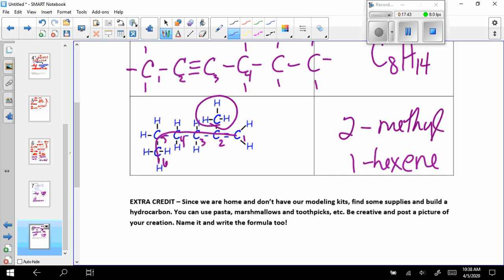So there you go. There's all the problems with you. I hope that you have fun with this unit. I hope you have fun with this extra credit. Go ahead and create something. Like I can see you taking little mini marshmallows and toothpicks and building one of these fun things and making double bonds. So I know we're home, but have a little fun with it and enjoy.